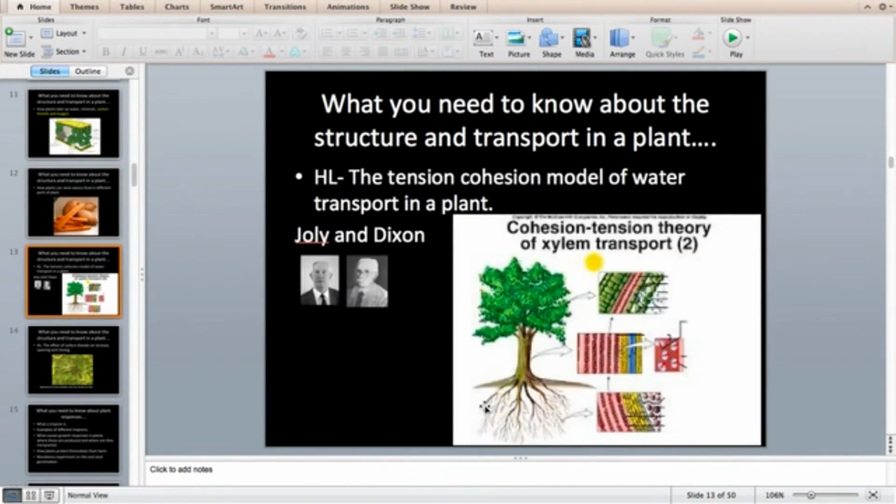This is a higher level topic only that people need to know, which is your tension-cohesion model of water transport. This was originated by two Irish scientists called Joly and Dixon, and if you go to Trinity College to do science, you'll be in their lecture theatres for some of your lectures. So their ideas of how water enters a plant and is able to move up to 80 foot up the plant if it's a very large tree are by a number of different processes combined.